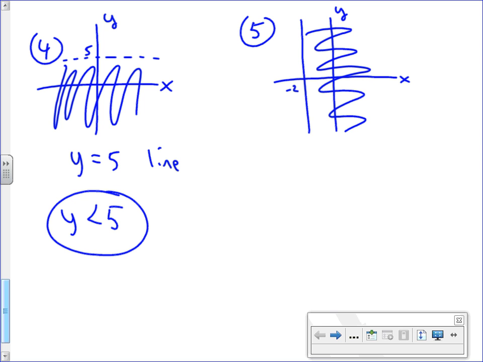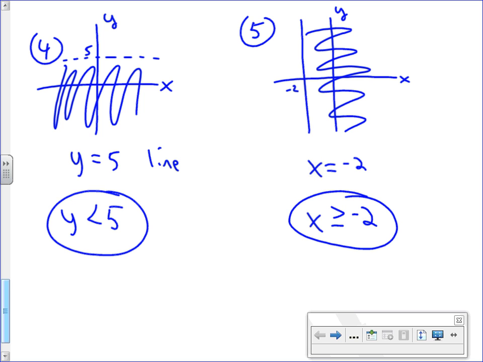Okay, vertical lines always start with x equals what? Negative 2, and then you need to adjust it to make it the inequality, and it will be greater than. It has equals on it because it's a solid line, and there you go.